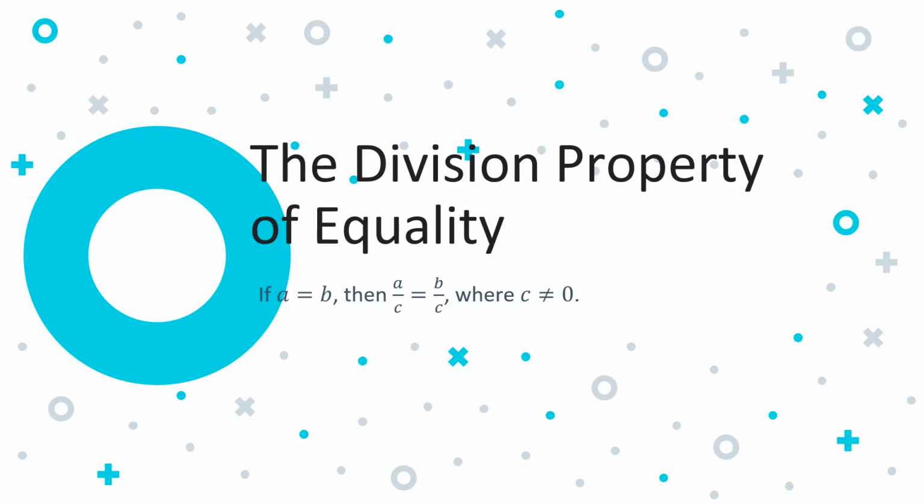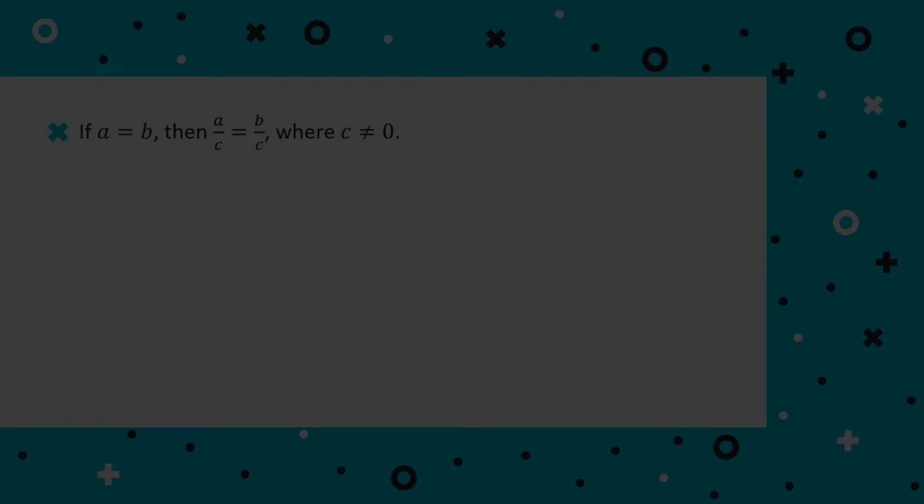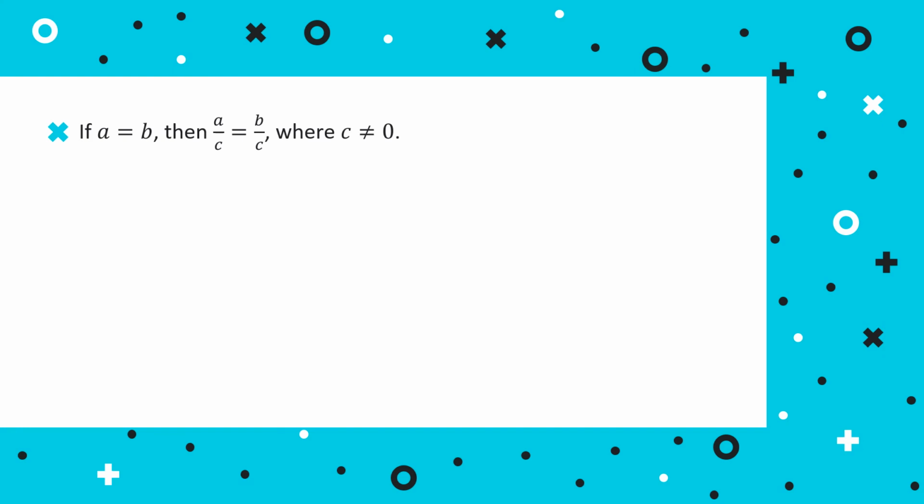In this video, I will discuss the division property of equality. This property states that if A equals B, then A divided by C equals B divided by C, where C cannot equal 0. Let's take a look at this statement.